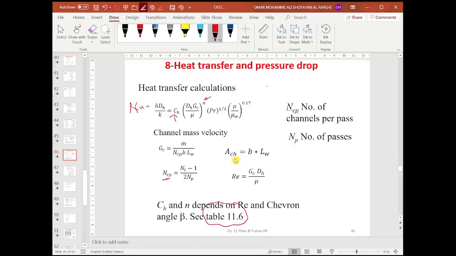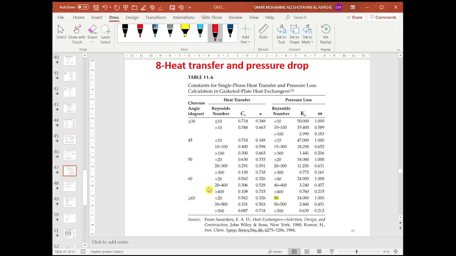Of course, the channel area is b times LW, where b, as we defined before, is half the channel width, and LW is the length that we defined previously. Table 11.6 gives the two values CH and n based on two parameters, the chevron angle beta and the Reynolds number. This is table 11.6.